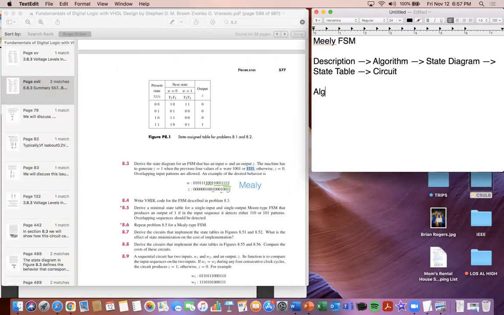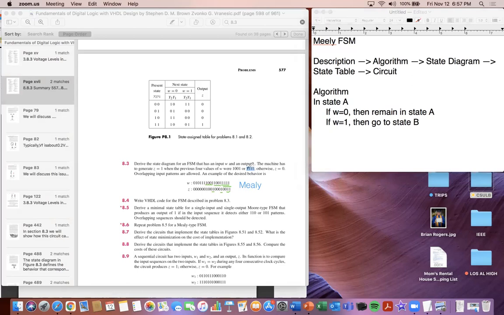Okay, so our algorithm in state A: if W is equal to 0, then remain in state A, because that's neither one of the patterns. If W is equal to 1, then go to state B. I'm first just going to work on this one, the 1111 case. Let's just do that one for now, and then we'll go to the other case.